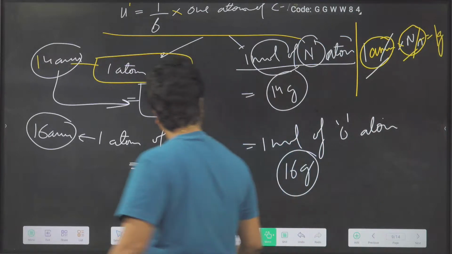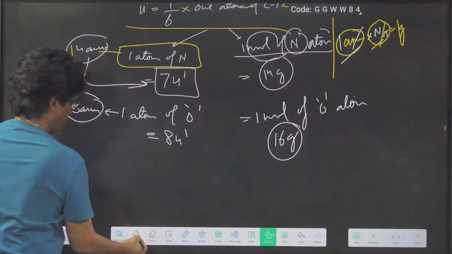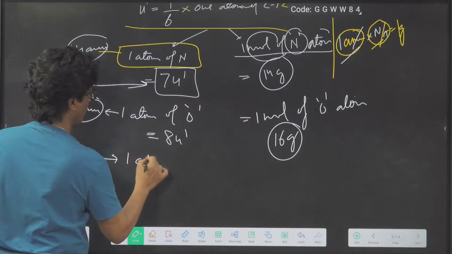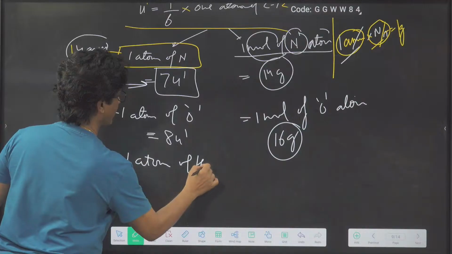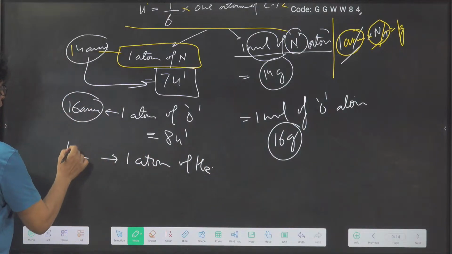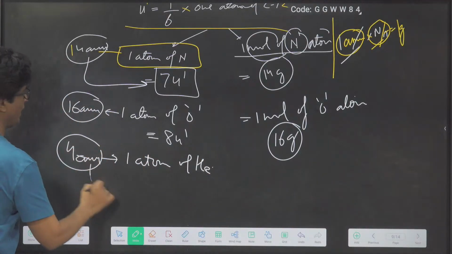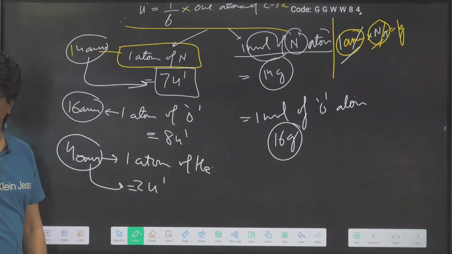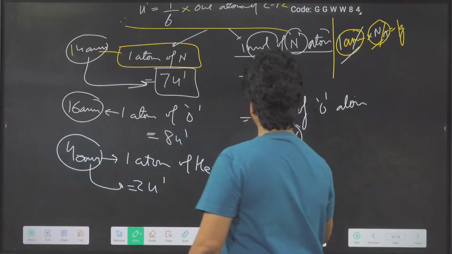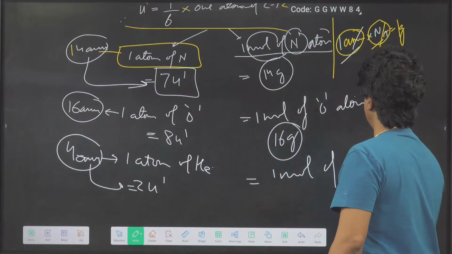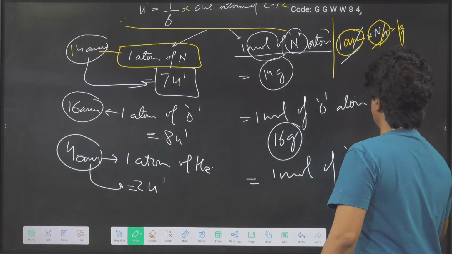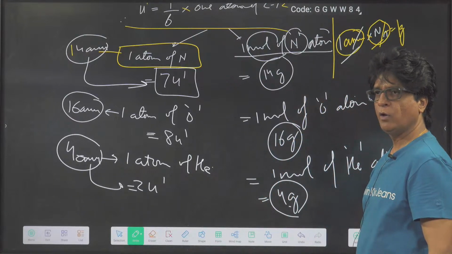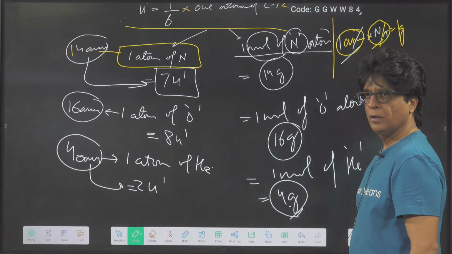Let me talk about, say, helium. 1 atom of helium. Now in normal unit, it is 4 AMU. But now with this unit, it will become 2 U dash. Is that clear or not? And 1 mole of helium atom will always be 4 gram. It will always be 4 gram.